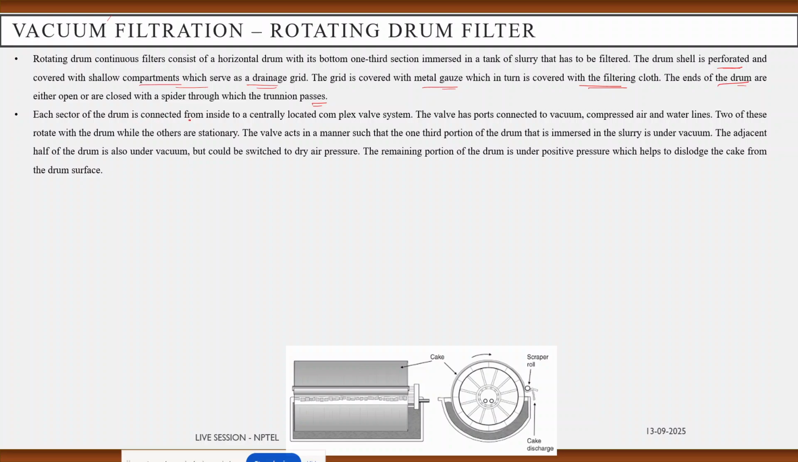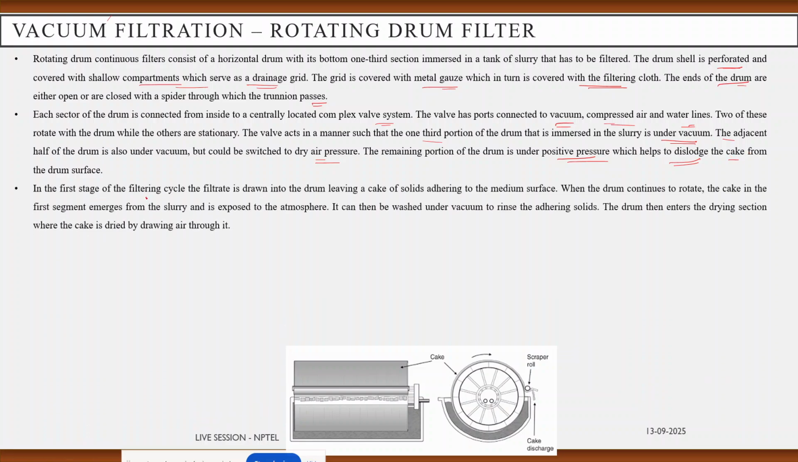Each sector of the drum is connected from inside to a centrally located complex valve system. The valve has ports connected to three systems: vacuum, compressed air, and water line. Two of these rotate with the drum, while the others are stationary. The valves act in such a manner that one third of the drum is immersed into the slurry under vacuum. The adjacent portion of the drum is under vacuum but could also be switched to dry air pressure. The remaining portion of the drum is under positive pressure, which helps to dislodge the cake from the drum surface.